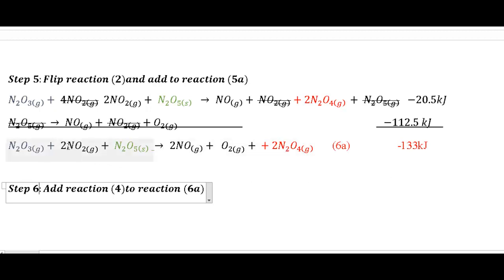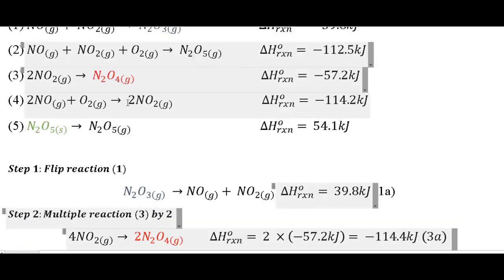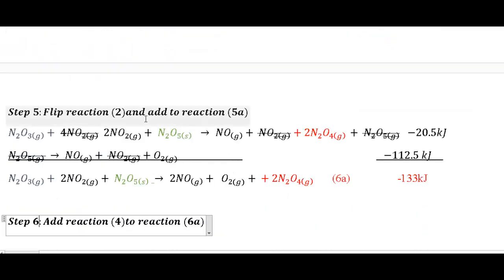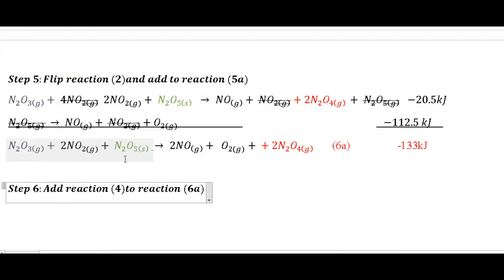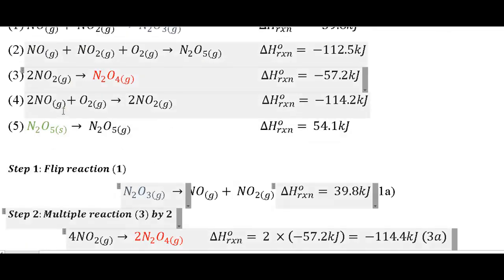Now I need to find the reaction that will get rid of the 2NO, the O2, and the 2 NO2s. And I think that would be reaction 4. So let's go back up to reaction 4. In reaction 4, here we have the 2 NO2s on the product side. In reaction 6A, the one we just made, here it is on the reactant side. 2NO and O2 are on the product side. Go back to reaction 4, 2NO and O2 on the reactant side.